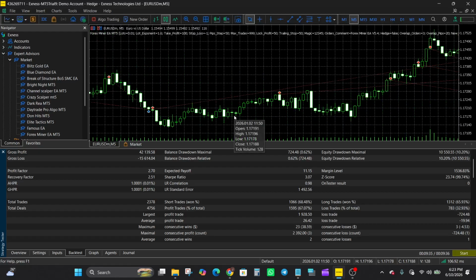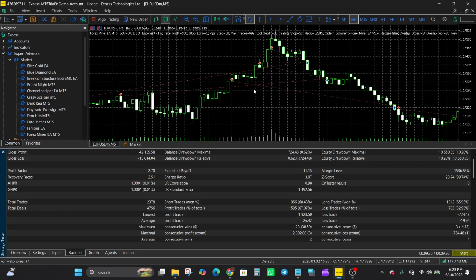So from a structural perspective, the EA appears to be built around trend continuation behavior, with multiple trades sometimes clustering during directional phases, which suggests it tries to stay engaged when momentum is present. Overall, the Forex Miner EA presents itself as a fully automated trend-based system that is designed to capture strong market moves while relying heavily on configuration and execution conditions.